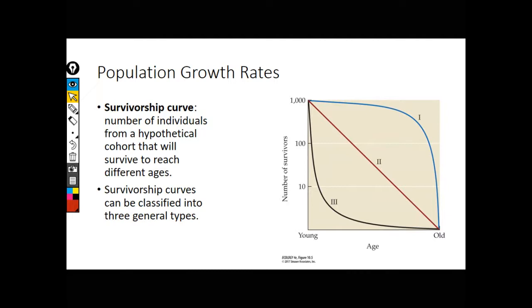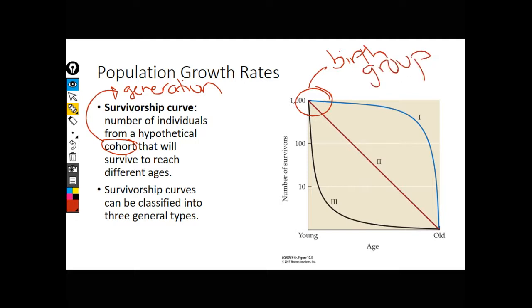We're really looking at, for a given generation, which is what cohort means. Really looking at a generation, so those born within a given group. How many survive? So of a cohort, a birth group, how many are born, and survive to old age? And when we say old age, we really mean through at least one reproductive success.